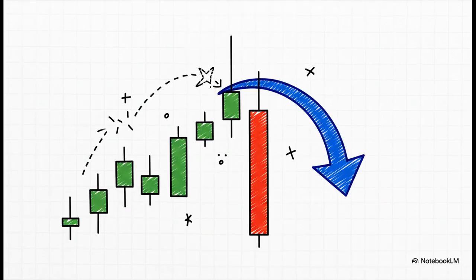And finally, we get the confirmation. The very next candle seals the deal. It's red, and it closes below our shooting star. That's the market telling us, yep, you read that right, the reversal is on. The story is officially changed from a bullish uptrend to the start of a new bearish downtrend. And just like that, we read the market's mind.